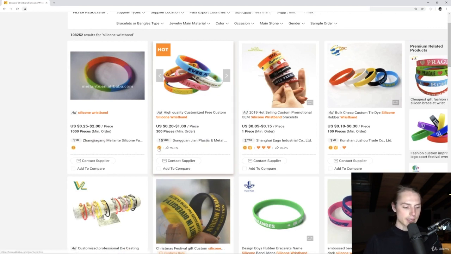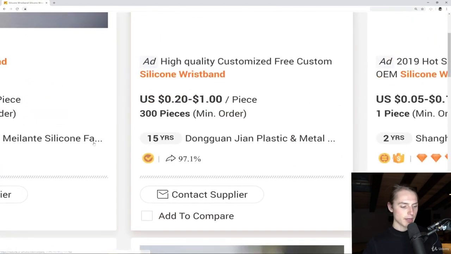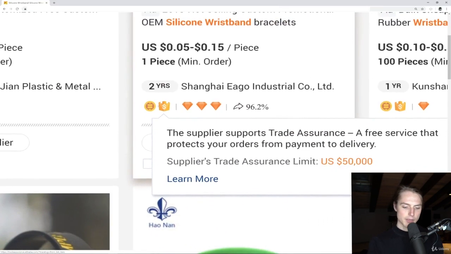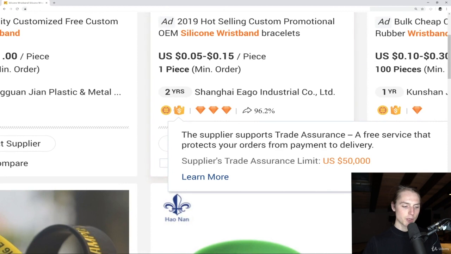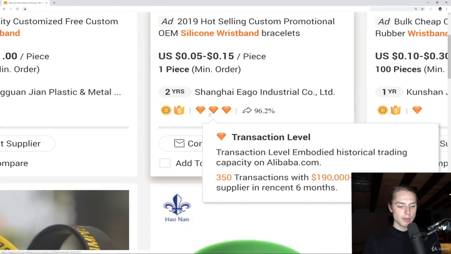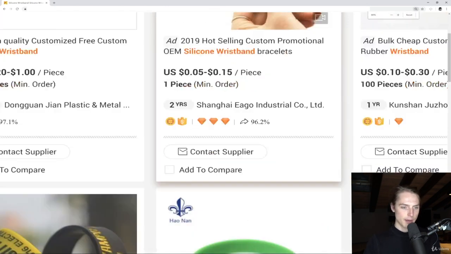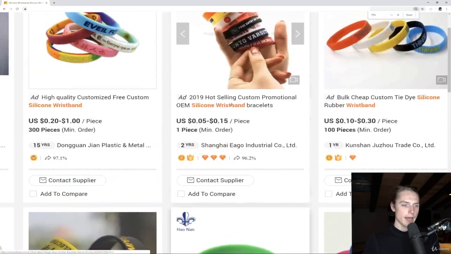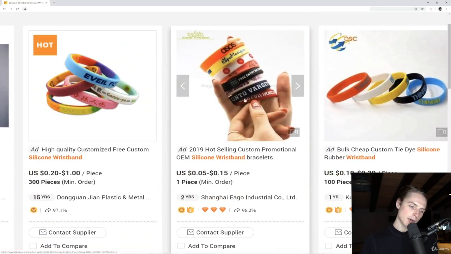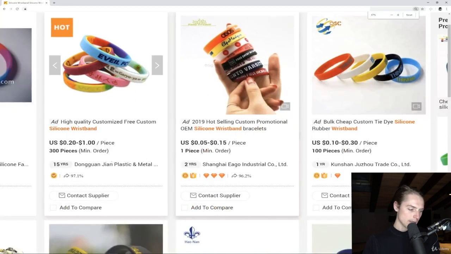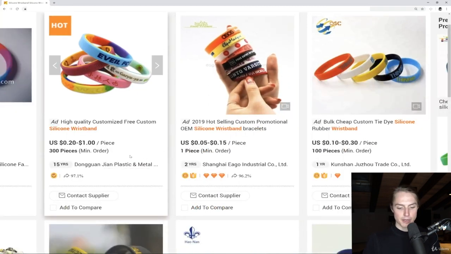Now, there's other things like this, if this shows right here, this shows that they are a gold supplier. Then also over here, this is if they support trade assurance, and we'll explain that in a little bit. And then this will be their transaction level. So the more transactions, the better, because that means they've been proven to be out on Alibaba. So we could go ahead, and they offer all sorts of different types of designs and stuff. So this would probably be a good one. Since they've been on here for 15 years, that's pretty good.